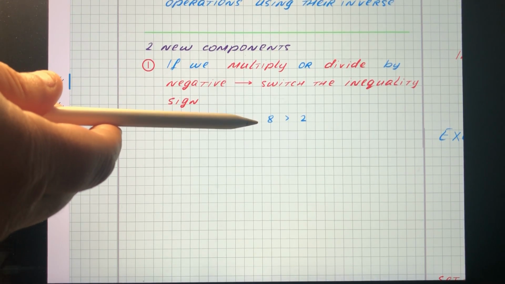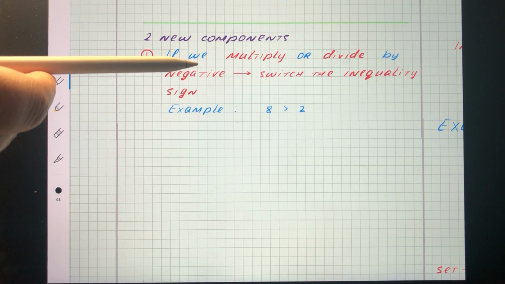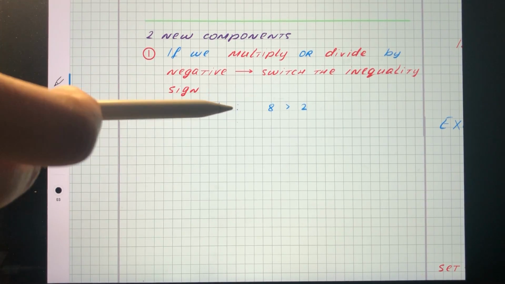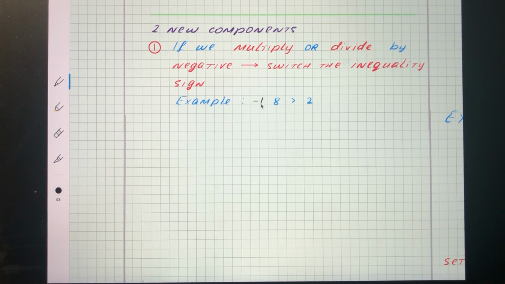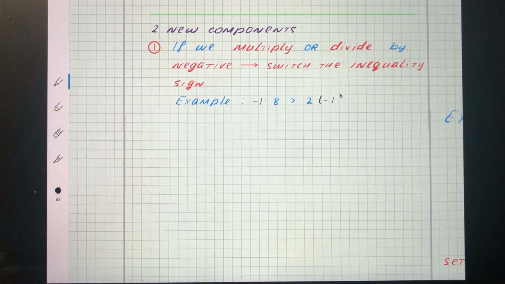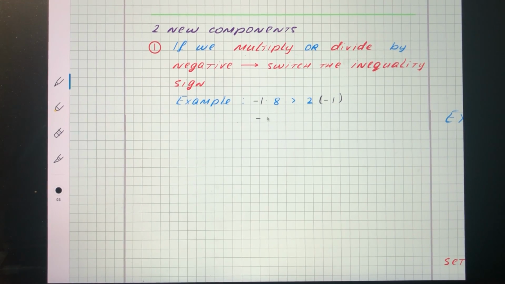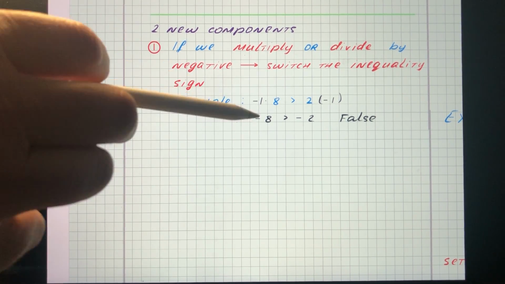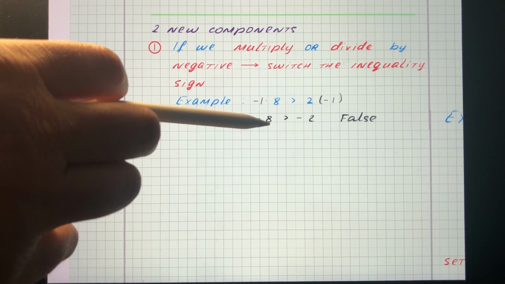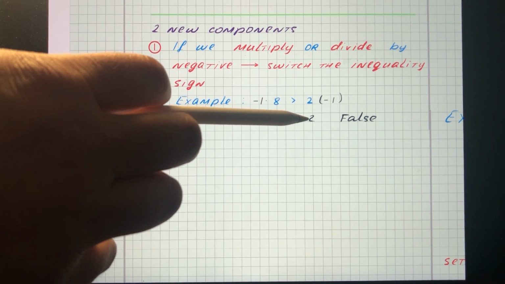So here is an illustration to motivate this rule. Let's say we have 8 is greater than 2. That's a true statement because 8 actually is greater than 2. Let's multiply now both sides by negative 1, which we know we can do for the equations. And that makes negative 8 greater than negative 2, which is a false statement. This is no longer true because the bigger negative numbers are actually smaller. So negative 8 is actually less than negative 2.